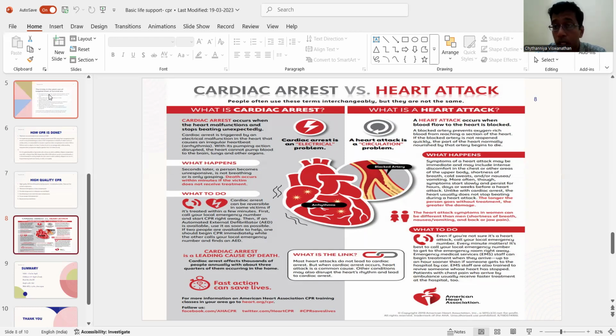What happens in a heart attack? Symptoms of a heart attack include discomfort, severe chest pain, sweating, nausea, and vomiting, and unlike cardiac arrest, the heart usually doesn't stop beating in a heart attack. So what to do in both cases? In both cases you need to start with CPR and a call for help, and you might have to use an AED, or automated external defibrillator, and whatever has to be done, you have to take the patient to a good emergency resuscitation team, and you need to save the patient.